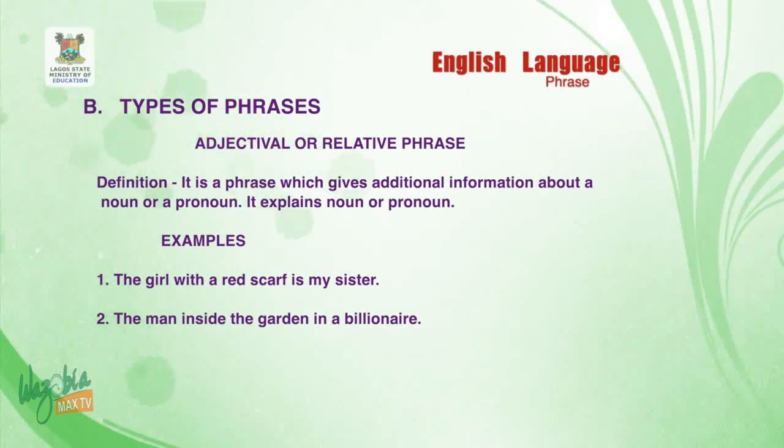It explains a noun or a pronoun. That means it qualifies a noun or pronoun. For example, the girl with a red scarf is my sister. The man inside the garden is a billionaire. Inside the garden is a phrase. That's an adjectival phrase which qualifies the noun man.